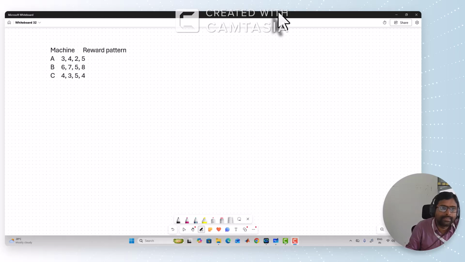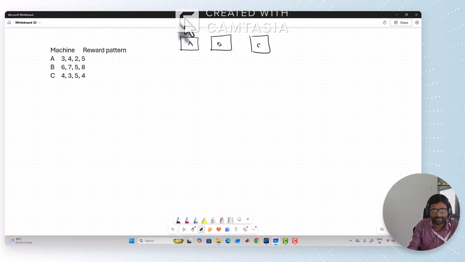As part of this algorithm, the first thing is we have to provide the details of the multi-armed bandit machines in a casino. Let's assume there are three multi-armed bandit machines. One machine is called A, another machine is called B, and another machine is called C. So three machines are there.